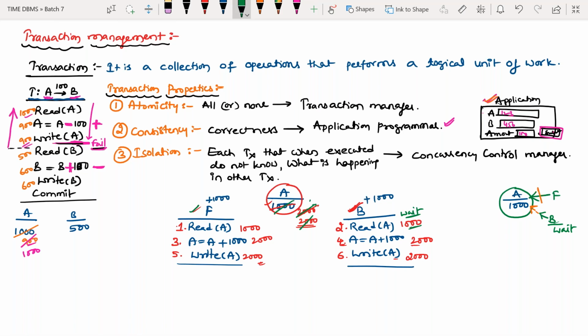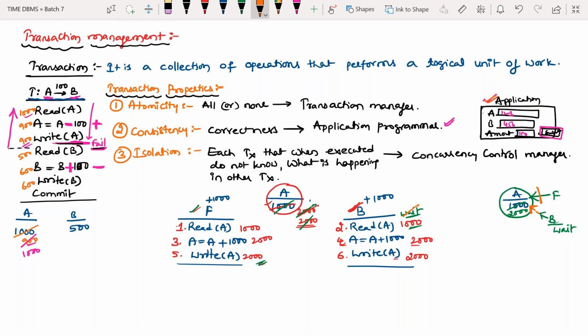Look at 1 minute. First F got a lock, read 1000 plus 1000, 2000, write to the disk 2000. Right after F completed, the lock on F is going to be released. Then B gets a lock, B takes a lock on A. Now, because B has taken the lock on A, there is no more waiting.